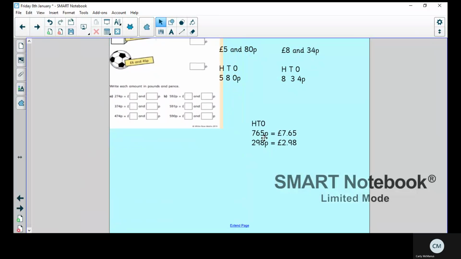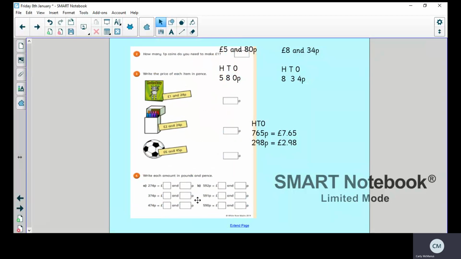765 pence would be £7 and 65 pence. So if you put your place value above the number, you know that the hundreds number will always be the pound, so £7. Then you've got your decimal point, and then 98 pence, hundreds number is your pound, so it's £2, and then 98 is already pence. So your hundreds number is always the pound. So have a go at those.